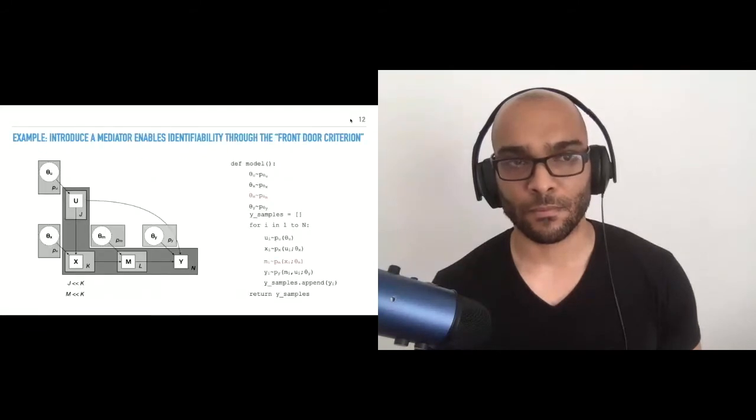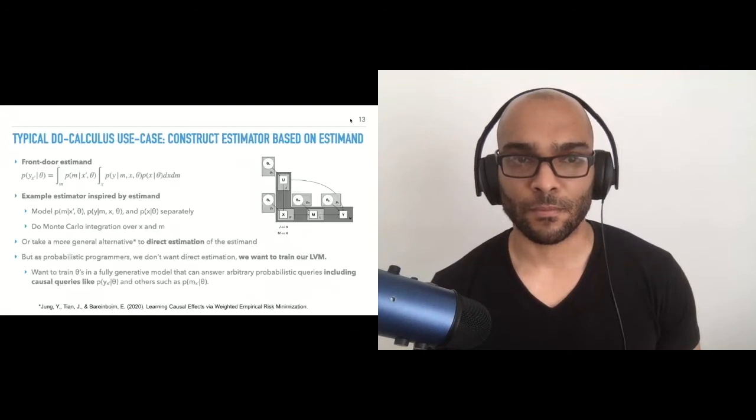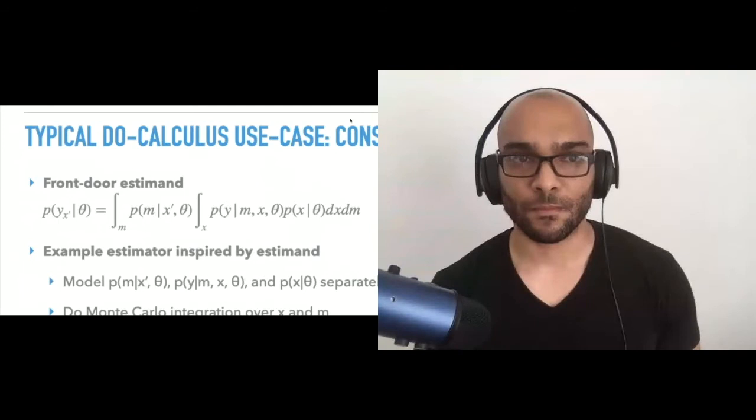Going back to our latent U model, if we add an intermediate variable between X and Y, the model becomes identifiable according to the do calculus. It becomes identifiable through a do calculus derived condition called the front door criterion. The new M variable is called a mediator in the parlance of causal inference. So again, the typical use case for do calculus is to derive a statistical estimator for the estimand. In our example, the front door estimand is this double integral.